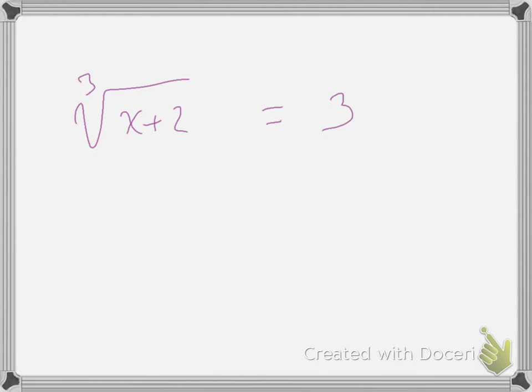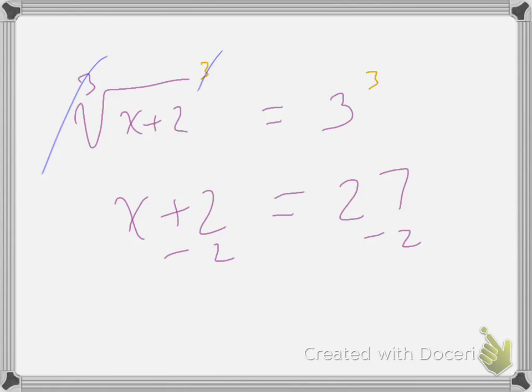Cube root. Same deal. Except do whatever it takes to get rid of the cube root, which would be to cube it. Cube both sides. And then what happens is those cancel each other. And now x plus 2 is free. Now the 3 is cubed, 27. Subtract 2, so x equals 25.